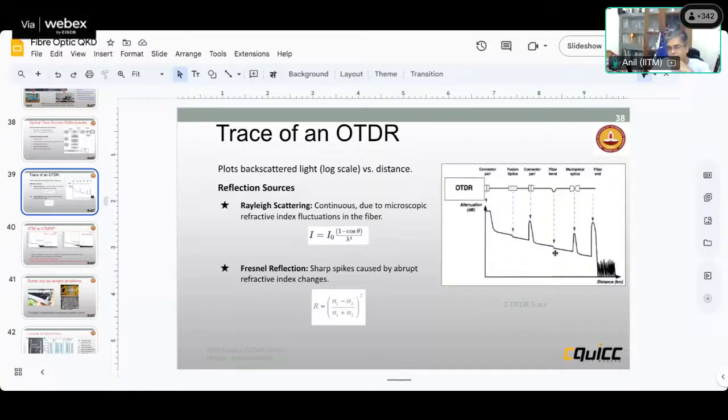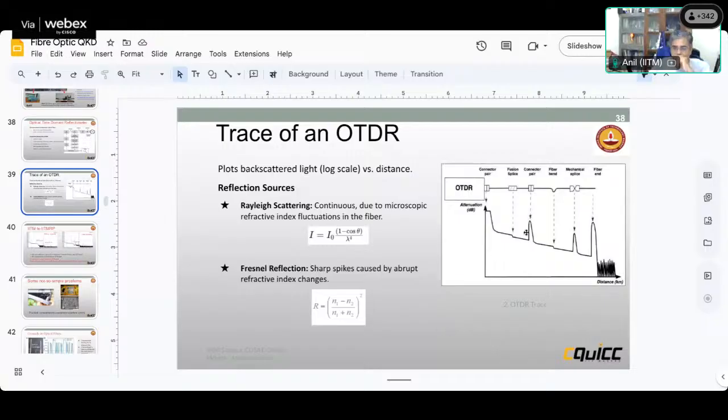You'll see another dip out here. A mechanical splice is again another peak out here, and the end of the fiber is another peak. So this is very typical. The slope of this line, and remember the y-axis here is in decibels, gives you the loss in the fiber, and it is due to this phenomenon called Rayleigh scattering. Microscopic refractive index fluctuation in the fiber is inversely proportional to the fourth power of the wavelength, lambda to the power 4, of the light.